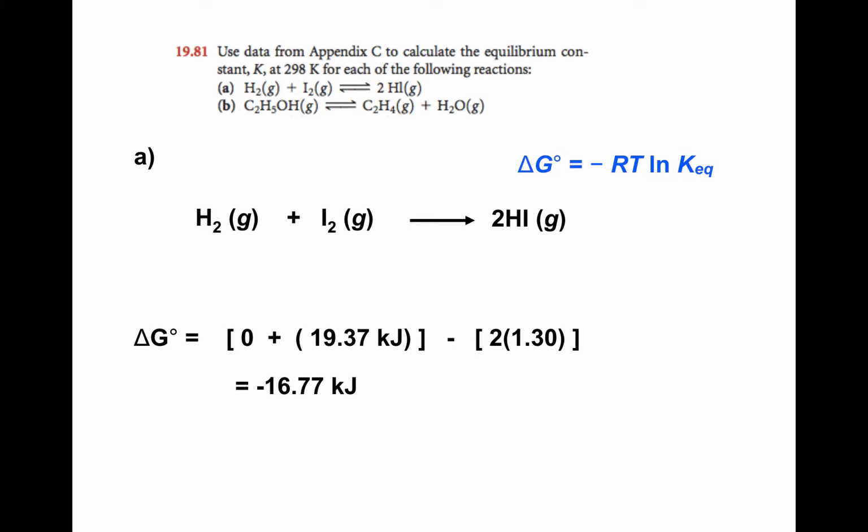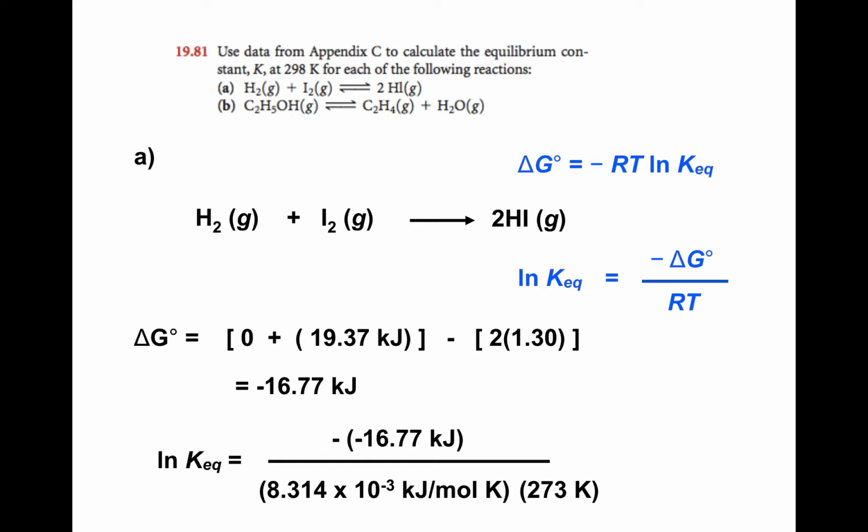All right, so this is an exothermic reaction, so the expectation is we're going to have a big K value. So I plug into the equation that equates delta G naught to K, rearrange it, and solve for K. So negative delta G naught divided by R, divided by T in Kelvin. Take both sides to the base e, and I get a spontaneous K value, bigger than 1.